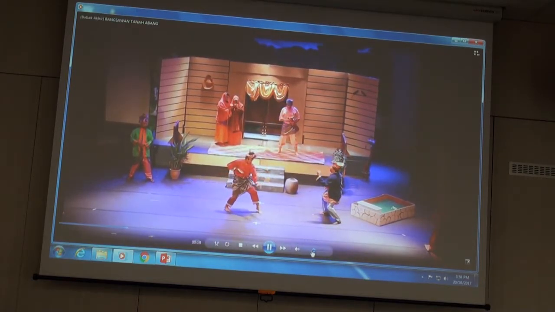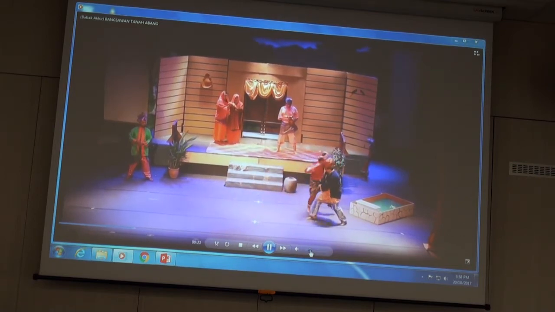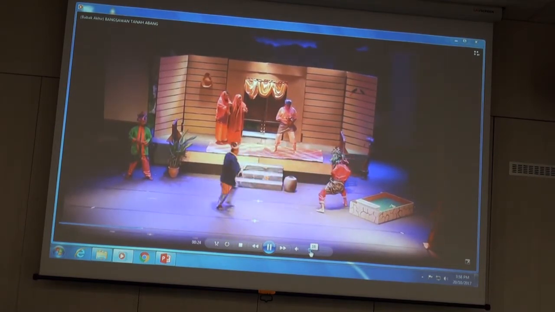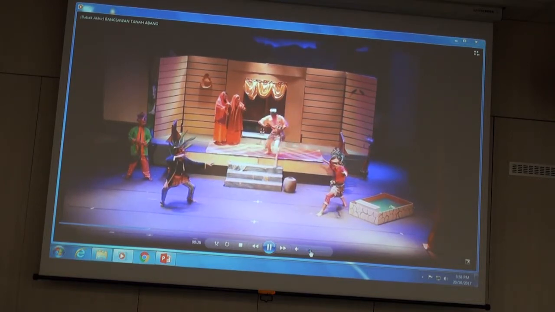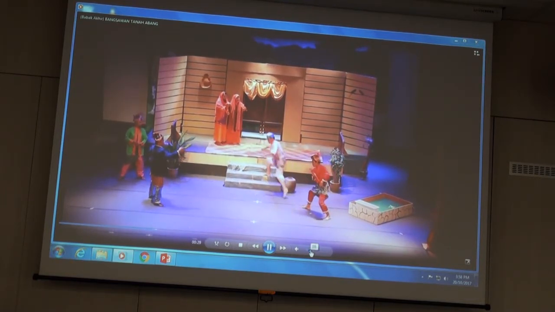Bangsawan. You have it here and you have it in Malaysia as well, but slightly modernized, changed from the traditional.